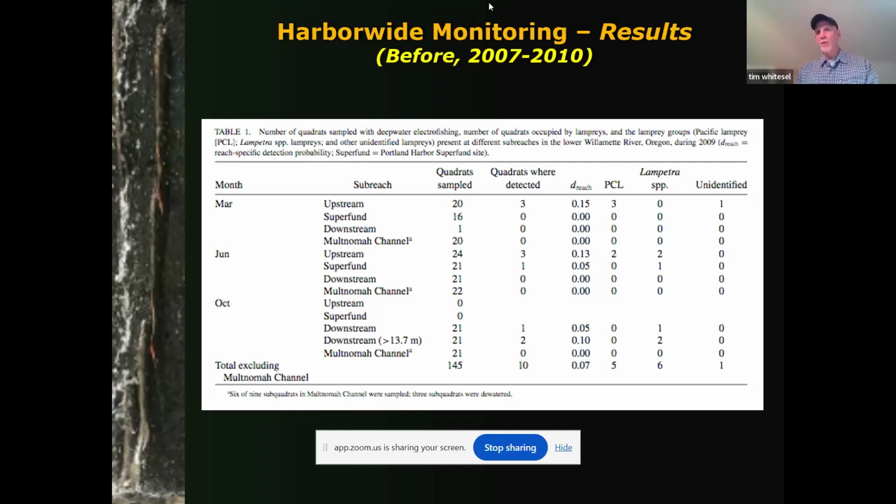We found both genuses were represented. So you can see, I'm sorry I don't have an arrow, but you can see that second and third to the last column, you see PCL, so those are Pacific lamprey, and Lampetra species, so those 3 species that you can't really tell apart. You can see that we found both, and we also found some unidentified ones, so those are ones that were too small. We found them everywhere we looked except Multnomah Channel, did not find any in Multnomah Channel, and our overall detection probability was 0.07. Which basically means if we drop that bell 100 times, we would detect lamprey 7 times.